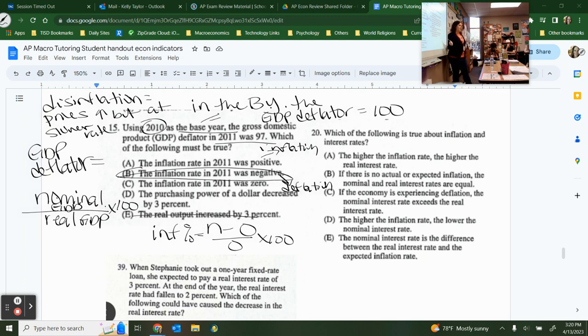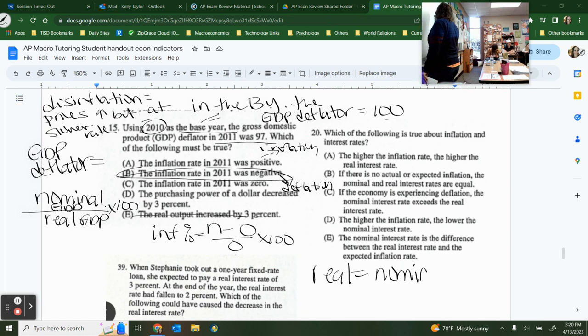Number 20. I want to get some feelers of how you guys solve this. This is the Fisher equation. There are no numbers here, but this is the Fisher equation. And how I know this is because it keeps saying real interest rate and nominal interest rate. And you'll never guess what the Fisher equation talks about. And so it's real is equal to nominal minus inflation or expected inflation.